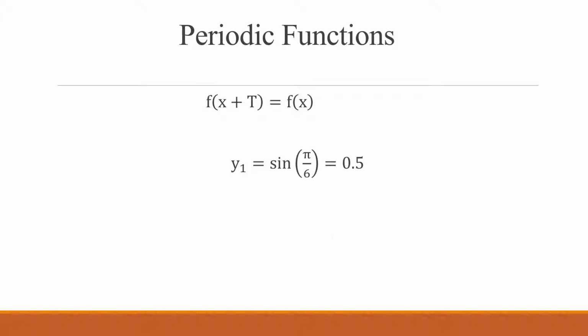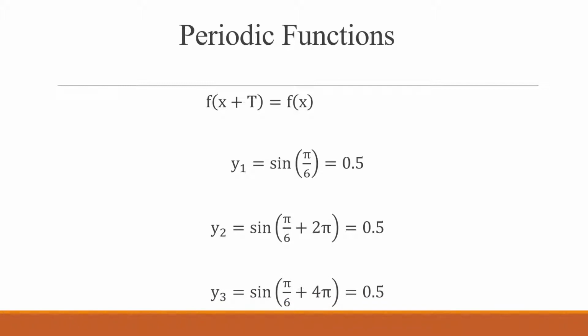We also see that the value of y2 is again 0.5. The difference between y1 and y2 is that the argument of the sine function is increased by a value of 2 pi. Similarly, we see that the value of y3 is 0.5, and the difference between y1, y2 and y3 is just in the argument of the sine function.